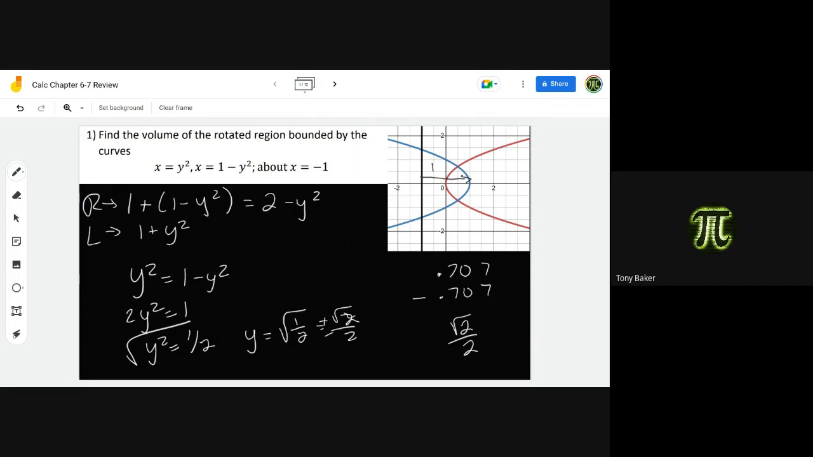Just to clarify, the 0.707, those would be intersection points. Yes, that's the intersection points. So if you do square root of 2 over 2 in your calculator, you get 0.707. And anybody in electrical engineering or anything else like that, 0.707 comes up all the time because that's your RMS value of the electricity that comes out of your wall.